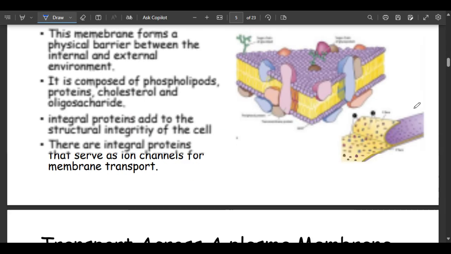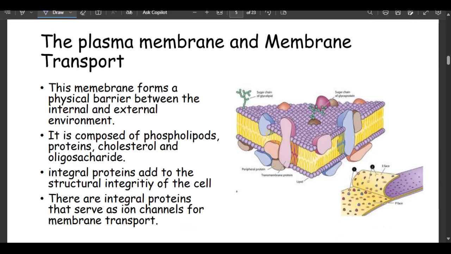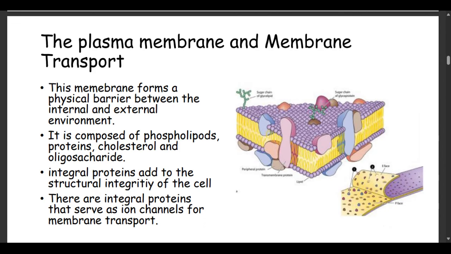Okay, so I was saying it forms a physical barrier between the internal and external environment of the cell, because there are different processes that are happening between these two sides. The internal environment and the external environment have different types of processes in them. So we need the inside of the cell to be barriered from the outside, just so that those processes can occur in a well buffered environment.